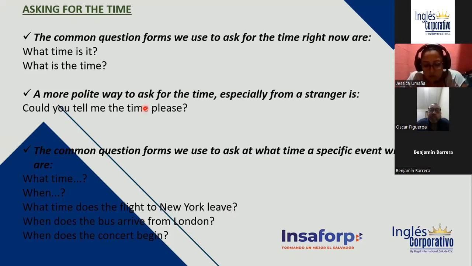So, there's another way, hay otra forma de decirlo, cuando usted no conoce a la persona y la persona es un stranger, un extraño para usted. Y usted le va a preguntar de forma educada, a more polite way, to ask for the time, una forma más educada de preguntar la hora. You're going to say, could you tell me the time, please? But only, o especialmente, cuando es una persona extraña. Especially from a stranger, okay? And it is more polite, es más educado.